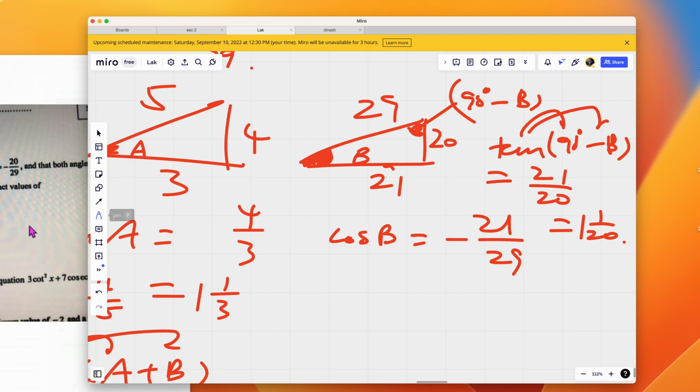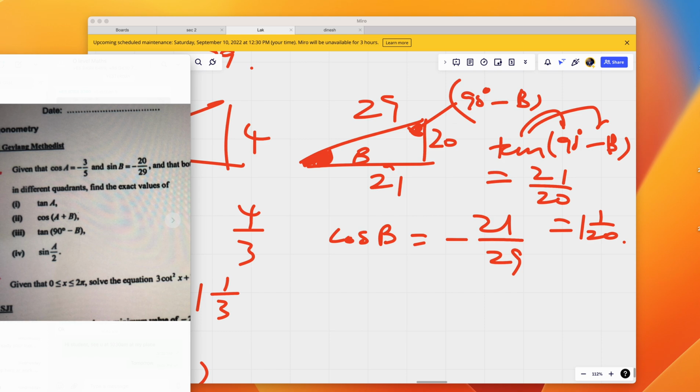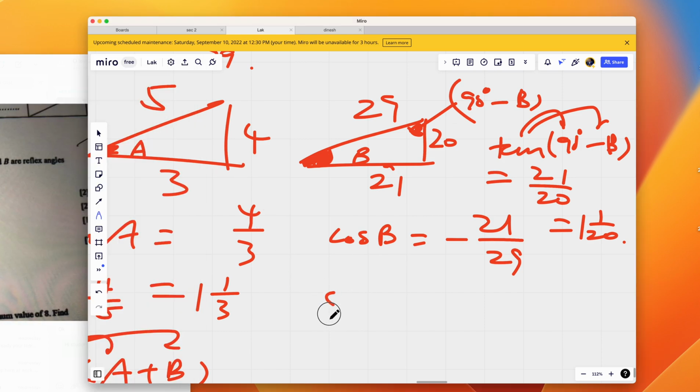Then the last one. The last one is sine A over 2. In a way it's half A. If you look at it, they want half of this angle. That means you basically divide the sine by 2, the opposite by 2. Can you do that?